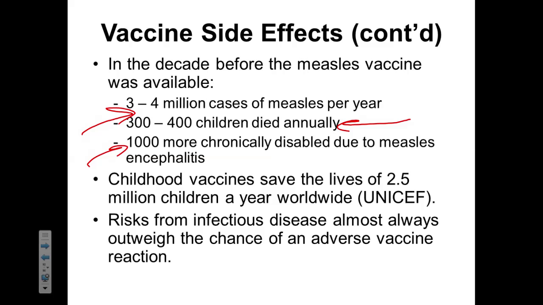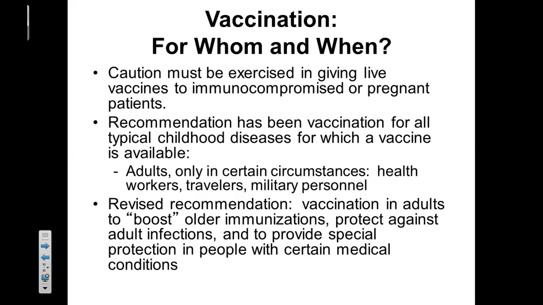The risks from infectious diseases are almost always going to outweigh the chance of an adverse reaction to the vaccine. Now, there always are those few exceptions. If you know that you're allergic to eggs, you probably should not take a vaccine that has egg components in it. You would be one of the exceptions to this bullet point. Or if you're someone who is immunocompromised, you absolutely do not want to take a live version of a pathogenic vaccine.